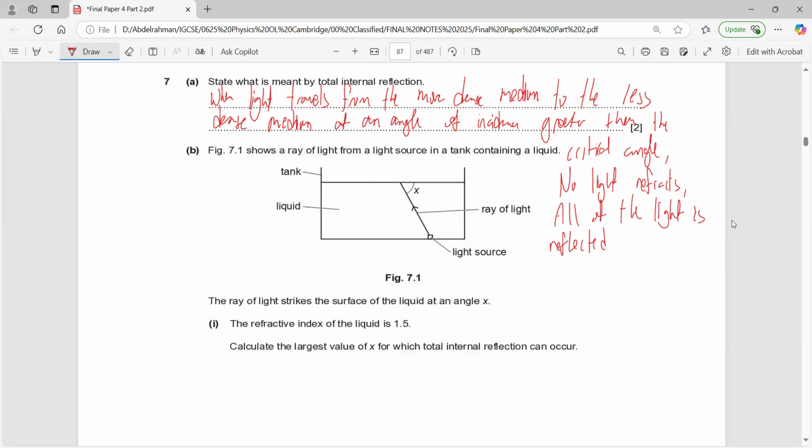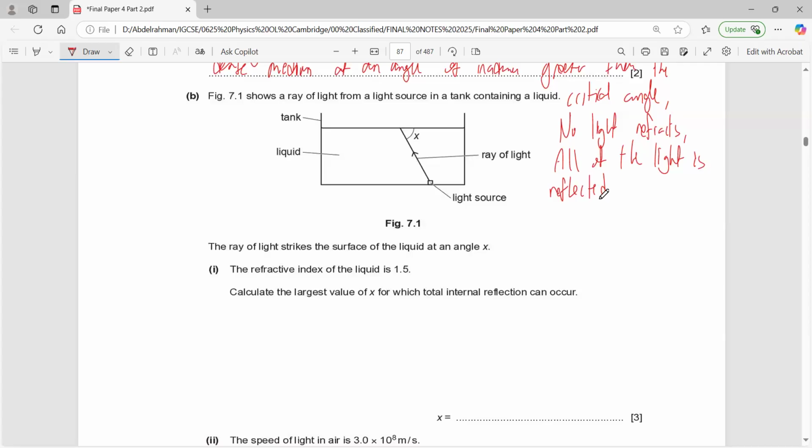The ray of light strikes the surface of the liquid at an angle x. The refractive index of the liquid is 1.5. Calculate the largest value for x for which total internal reflection can occur. This is a really nice question. First of all, you have to understand that x is not the angle of incidence. x is the complementary angle.